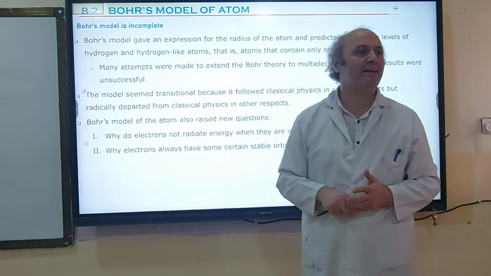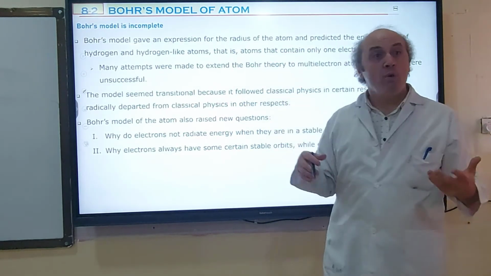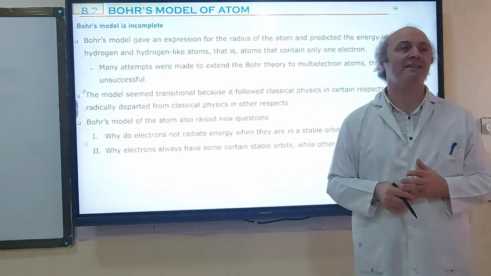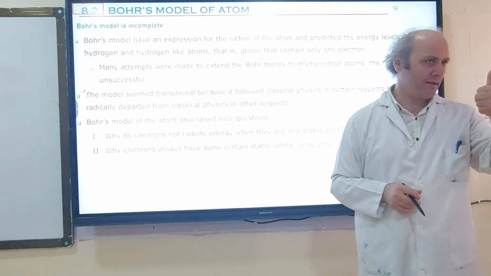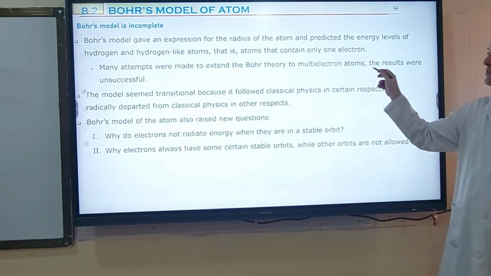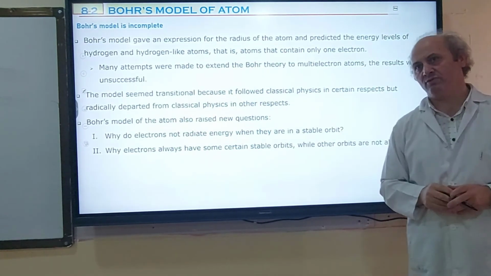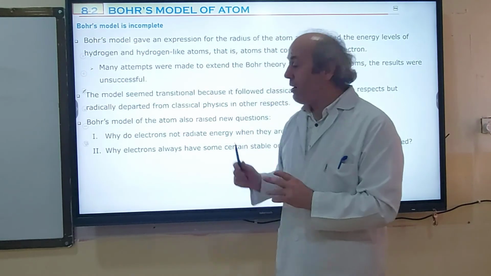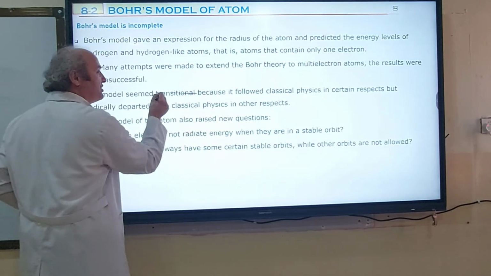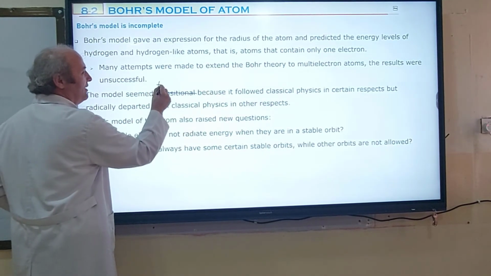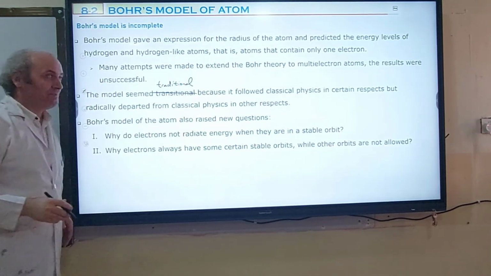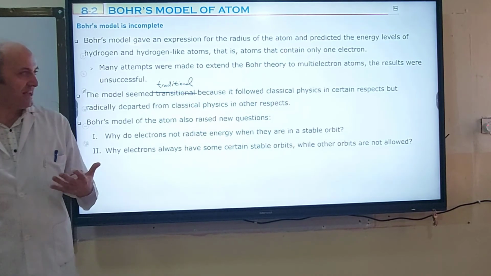That is, single electron atoms. The Bohr model is unsuccessful for studying or defining multi-electron atoms. Unsuccessful. Only one electron, hydrogen. So many attempts were made to extend Bohr theory to the multi-electron atoms, but results were unsuccessful. And also, one problem with the Bohr model is that the model seems traditional. Traditional, because it followed classical physics in certain aspects.